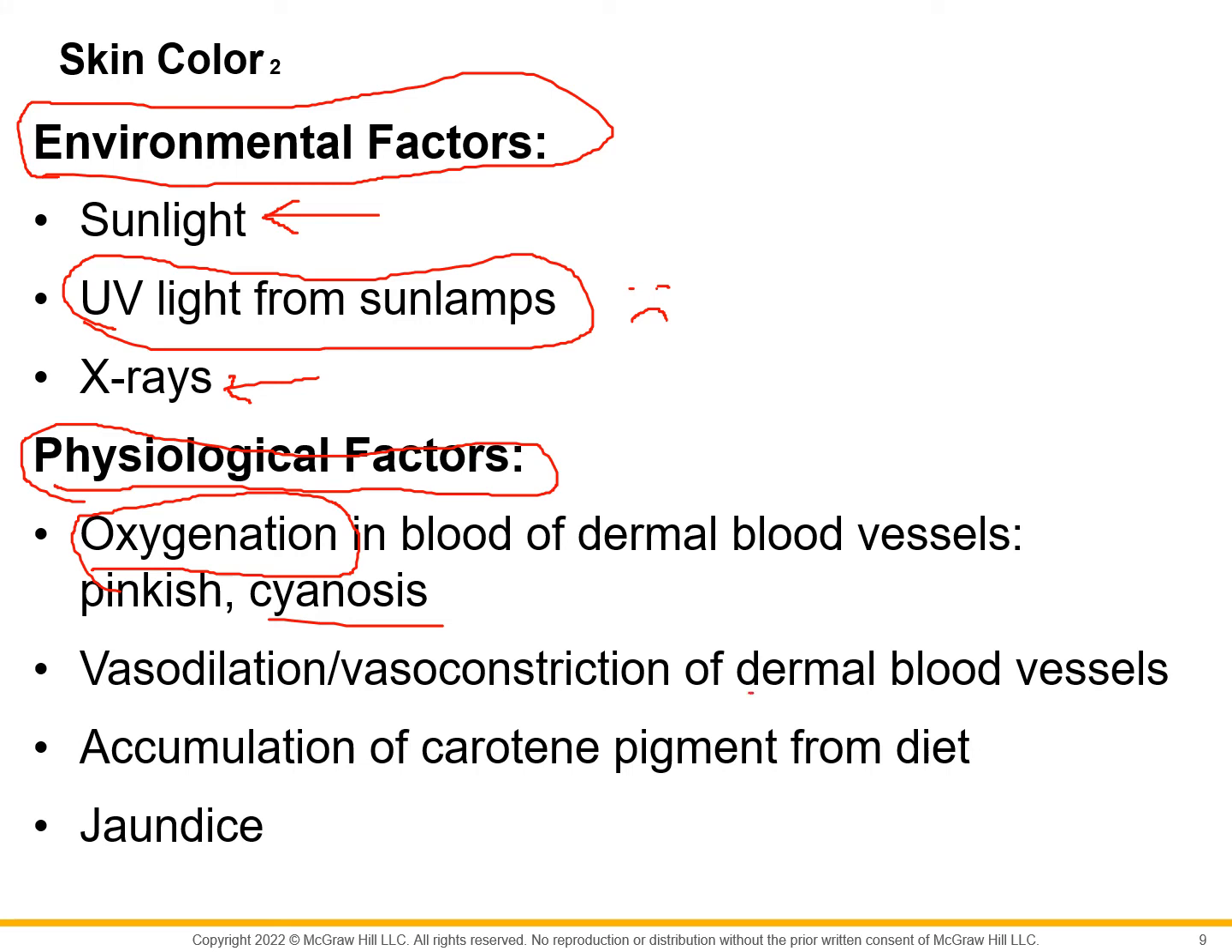Also, this one is far easier for me to say and far easier to understand. Whether it's vasodilation or vasoconstriction is going to change the amount of blood that's right next to my skin, and that's going to change my skin color. Now, vasodilation, getting larger, is going to cause my skin to be redder. This is when I'm warm or hot. My body's trying to cool down.